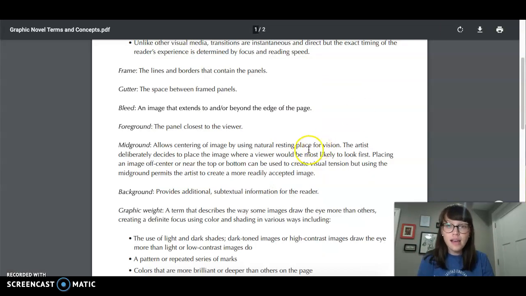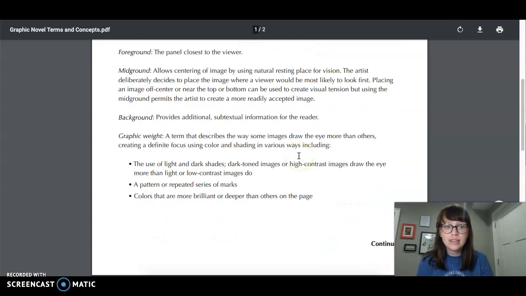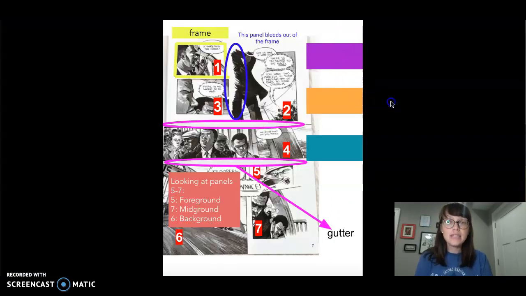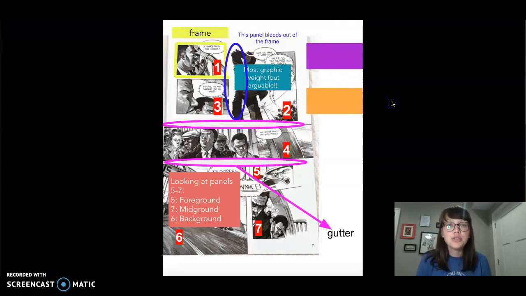Okay, and graphic weight, the last one on this page. Now, I would say that panel number 2 has the most graphic weight because my eye is drawn there. Some pages it is very obvious where the graphic weight is. Some pages there's really not much graphic weight and your eye doesn't go directly to a specific part.